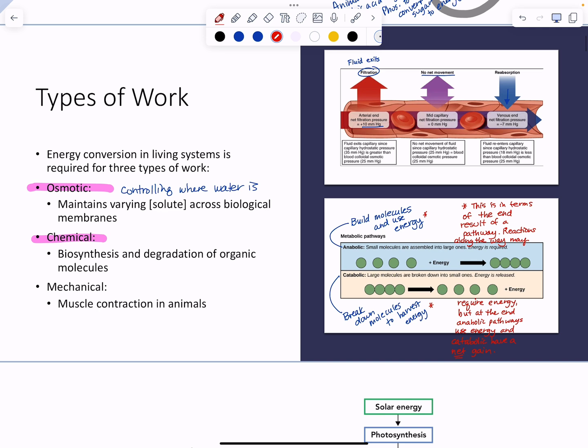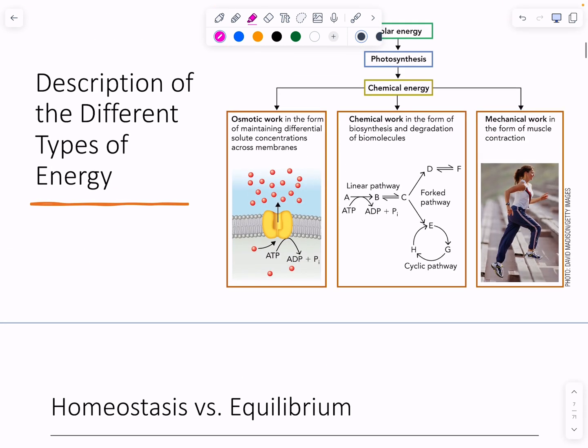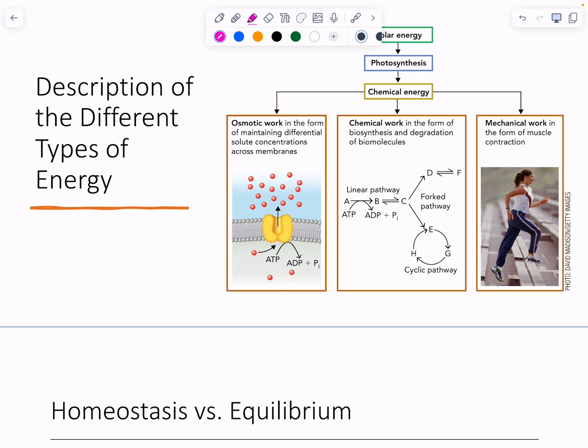All right, and then the last type is mechanical, and that's muscle contraction in animals. When we talk about protein function, we will talk about the actin-myosin cycle. This is probably the most conceptually easiest for us to observe, because we know what it feels like when you move your arms or legs a lot, right? You feel like you're using energy.